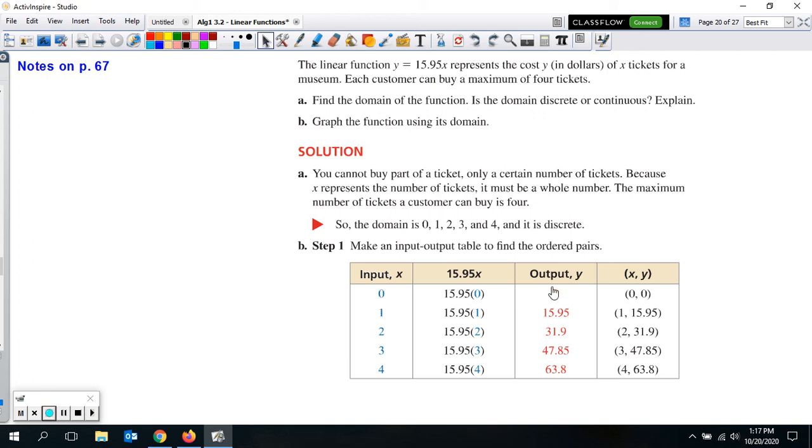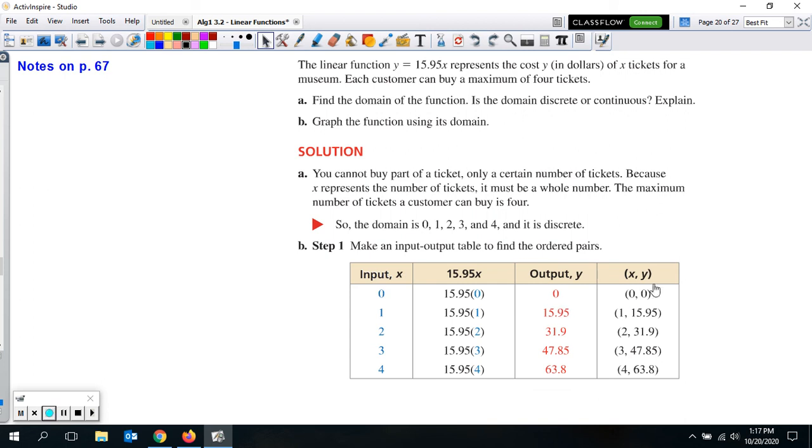So when you buy 0 tickets, you're going to have to pay $0. So output would be how much money you'd be paying. 1 ticket, 1 times 15.95 is just paying 15.95. If you buy 2 tickets, you multiply it by 2, now you're paying $31.90. If you buy 3 tickets, you multiply the $15.95 by 3, that gets you $47.85. And if you buy 4 tickets, that's the maximum amount of tickets you can get, and you would be paying $63.80.